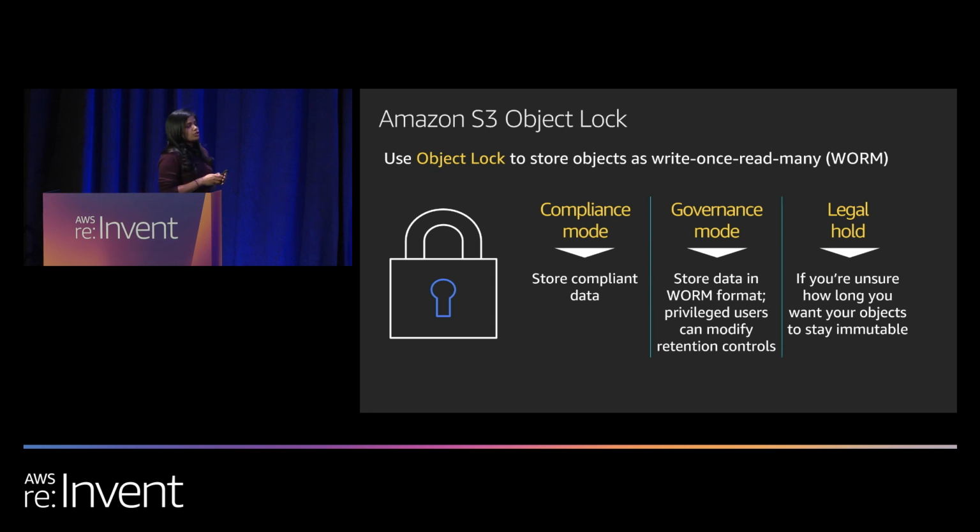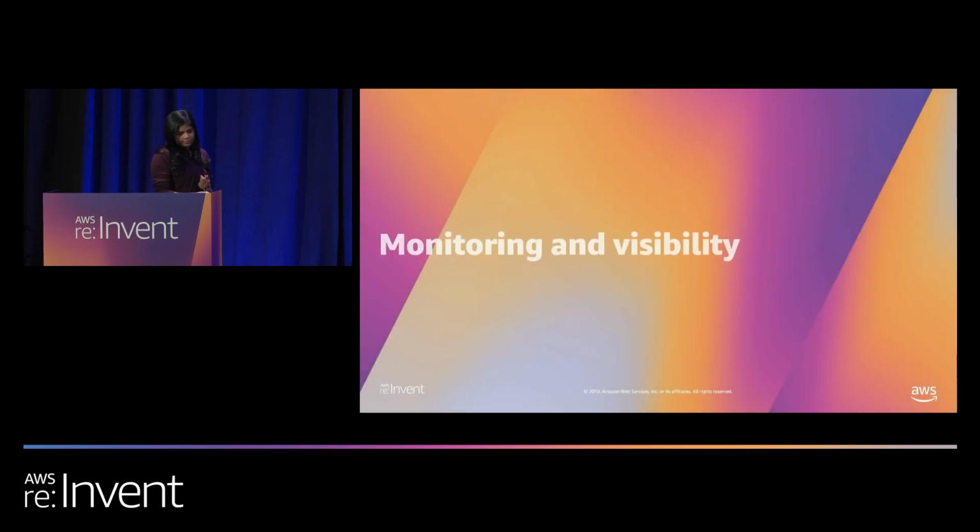You can also track access and changes to your lock configurations via Amazon S3 events and CloudTrail. And you can use CloudWatch to generate alerts based on this event data. Finally, let's cover some monitoring and visibility tools that provide insights into your storage and the performance of your applications using S3.